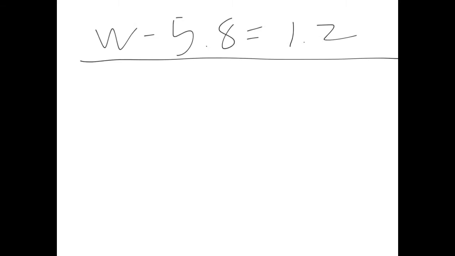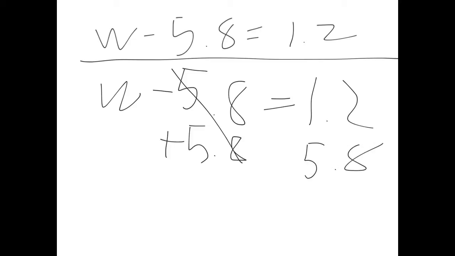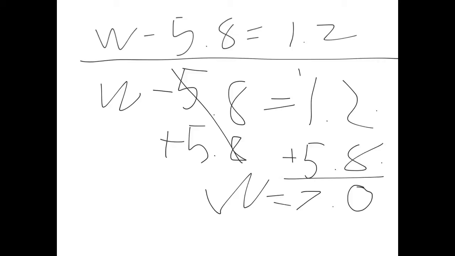3.4 How to solve equations containing decimals. Okay, so for this problem, you have W minus 5.8 equals 1.2. So first you have to cancel out the 5.8. So you do plus 5.8, because this is a minus number there. So that cancels it out. And then whatever you do on this side, you have to do over here. So then you add 5.8. And then 8 plus 2 equals 10, and then carry the 1. So then 5 plus 1 equals 6, plus the extra 1, it's 7. And then you just bring your decimal down, and then W equals 7.0.